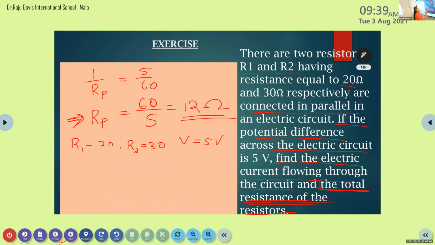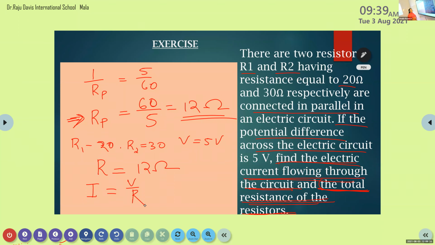Next question. Find the electric current that is flowing through the circuit. So here we get the total resistance R is equal to 12 ohm. Then what is the equation for calculating the current I flowing through the circuit? V by R. I is equal to V by R.